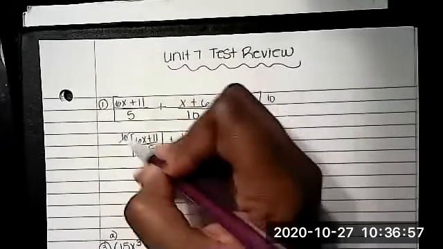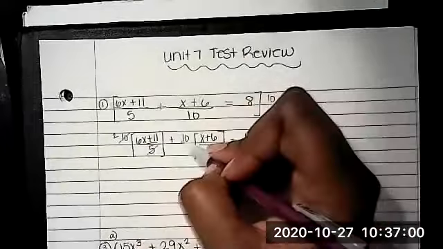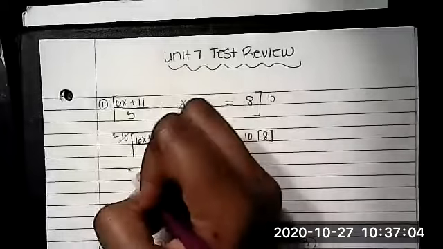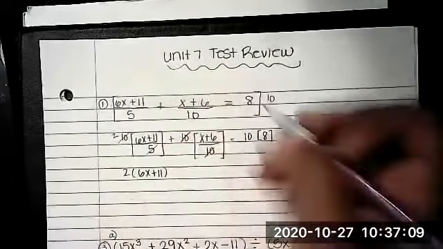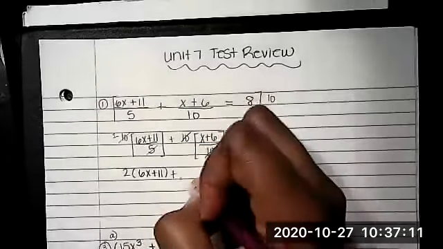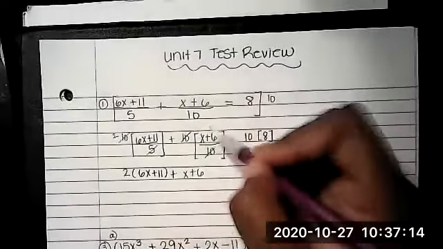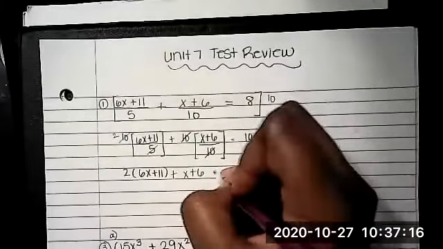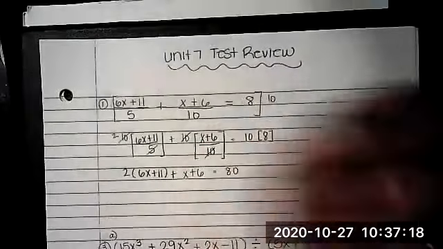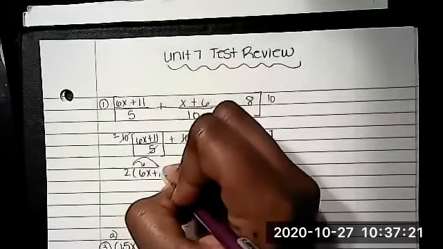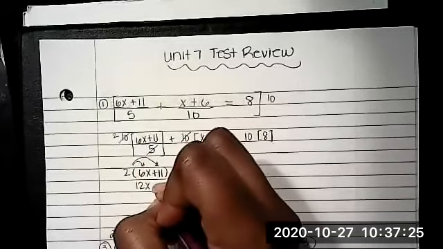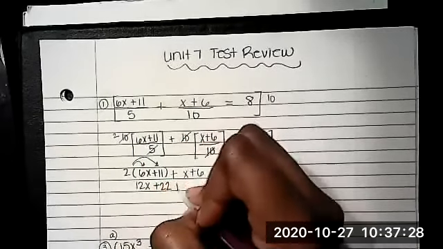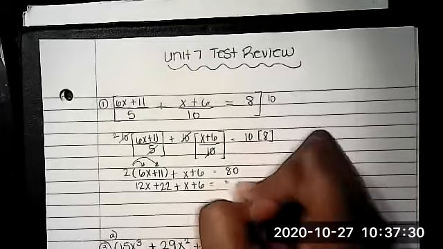Simplify 10 and 5. 10 divided by 5 is 2, and the 10s cancel out. So this now becomes 2 times (6x + 11) plus x plus 6. I just bring that down since the 10s canceled out. And of course, 10 times 8 is 80. I'm going to have to distribute here. 2 times 6x is 12x, and 2 times 11 is 22. I'm just leaving the rest alone.